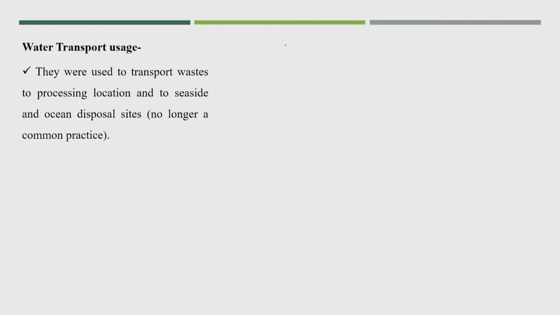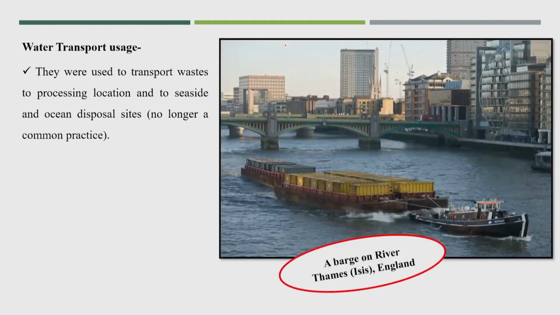This is another issue for water transport. They used to transport the waste from the location to the sub-site or ocean disposal site, which I was talking about. Now, it is no longer a common practice. This is one barge on the Thames river in London. It is a very well-known river, where the waste used to be collected by water transport.